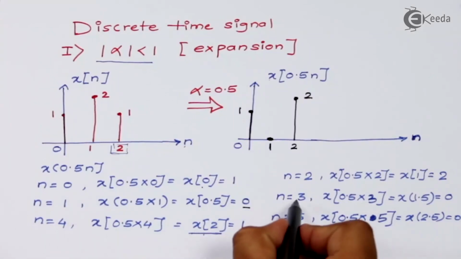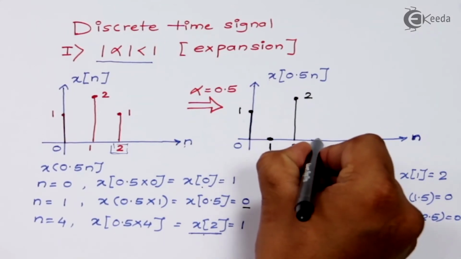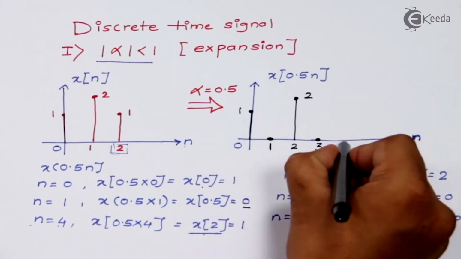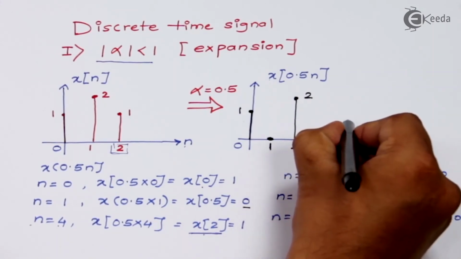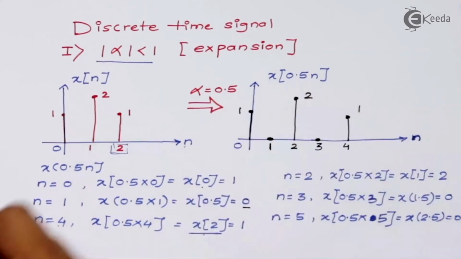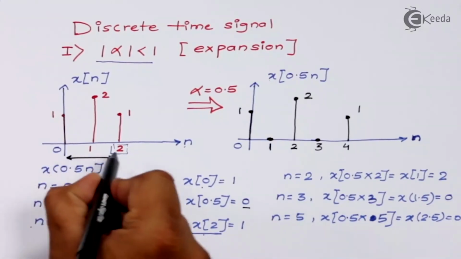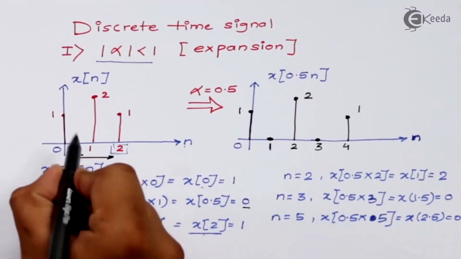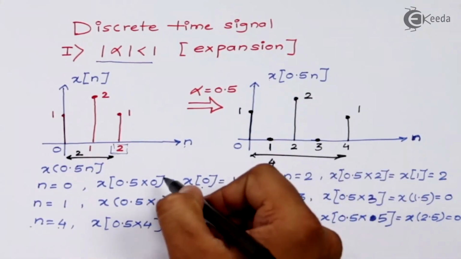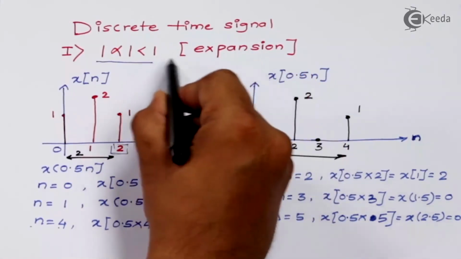Now at n equals 3, the amplitude is 0. So again for n equals 3, the amplitude is 0. And for n equals 4, the amplitude is 1. So let's say this is 4, and here I will plot the amplitude which is 1. Now just look here: the total width or time period is 2, whereas here the total duration or time period is 4.